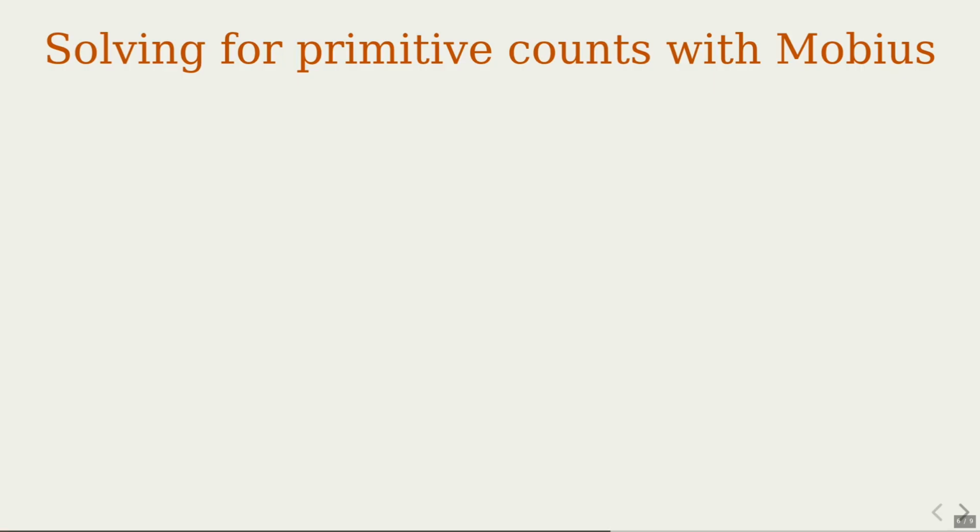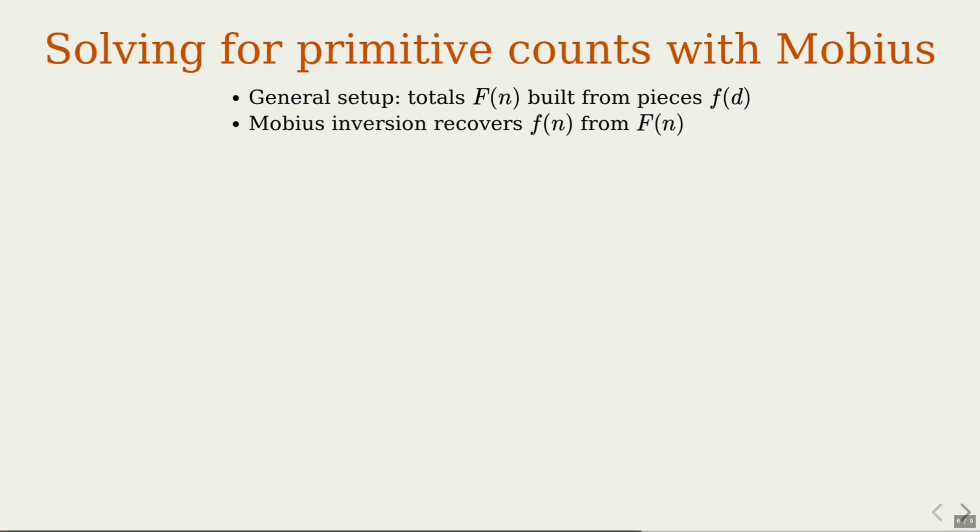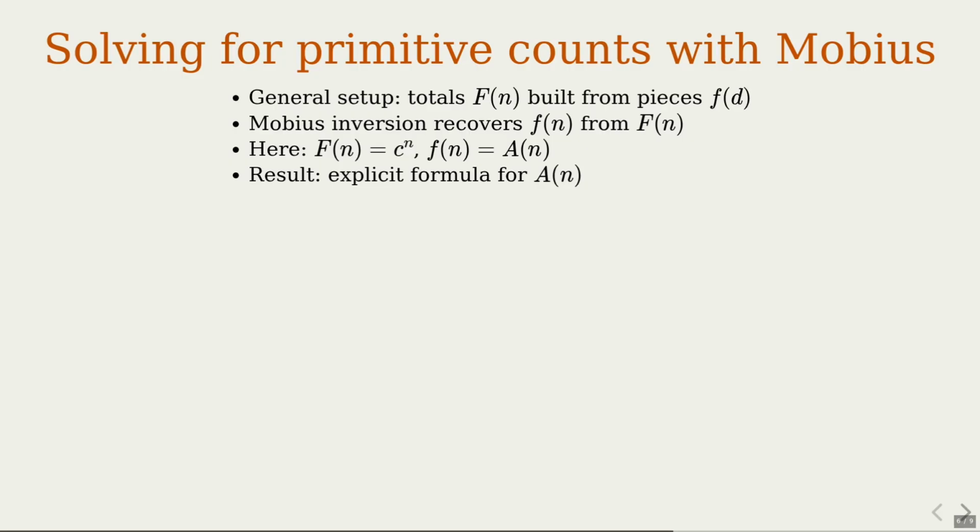We now plug this divisor sum into the general Möbius inversion framework. Möbius inversion starts with a situation where a function F of n is obtained by summing some more primitive function f over the divisors of n. The theorem says that knowing all the totals F is enough to solve back for each primitive value f of n. In our context, F of n is the total number of strings C to the n, and f of n is the primitive string count A of n. Applying the inversion formula gives a clean expression for A of n as a signed combination of powers of C.